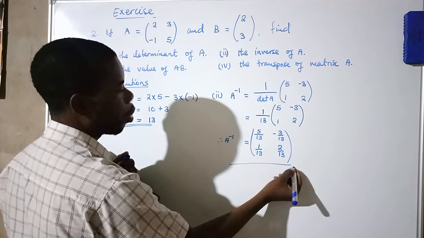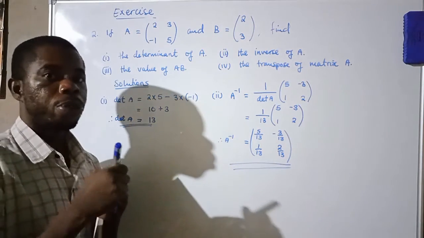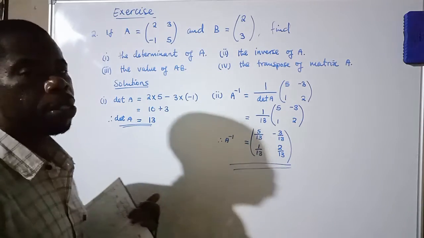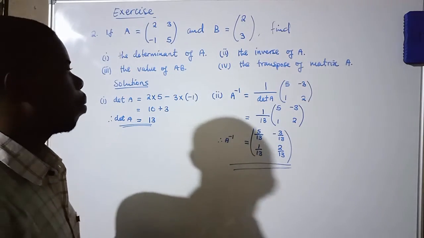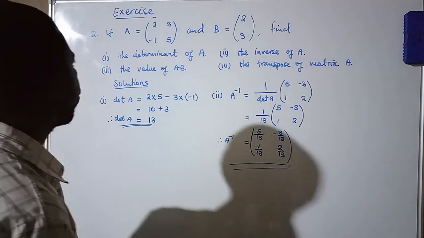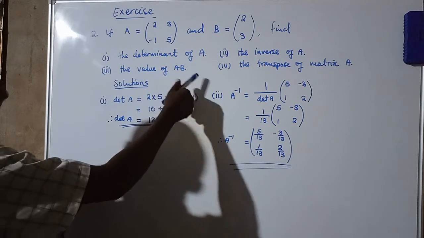Then you can underline like that. Okay? So you see that mathematics, if you are following steps and you understand concepts, actually it is a very easy subject to pass. Okay? So let's move to part 3. Part 3, they're saying we find the value of AB.